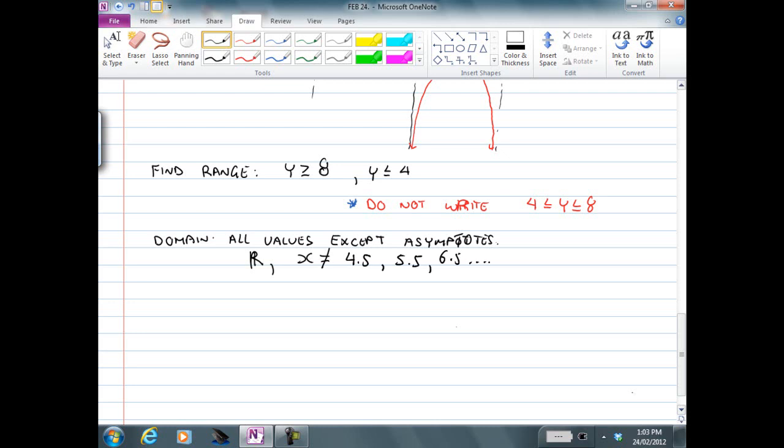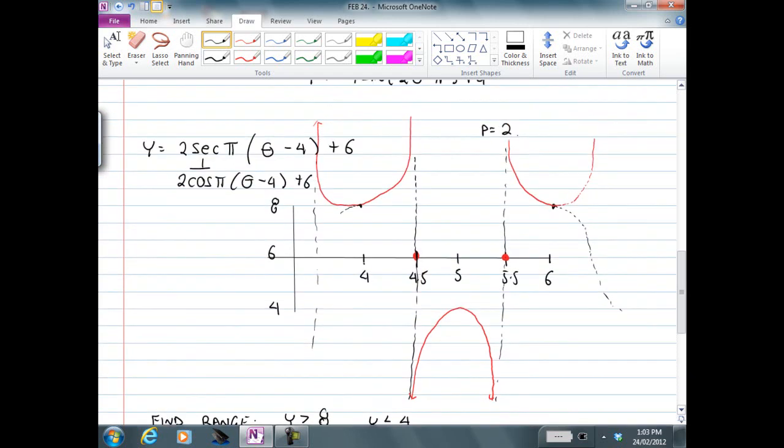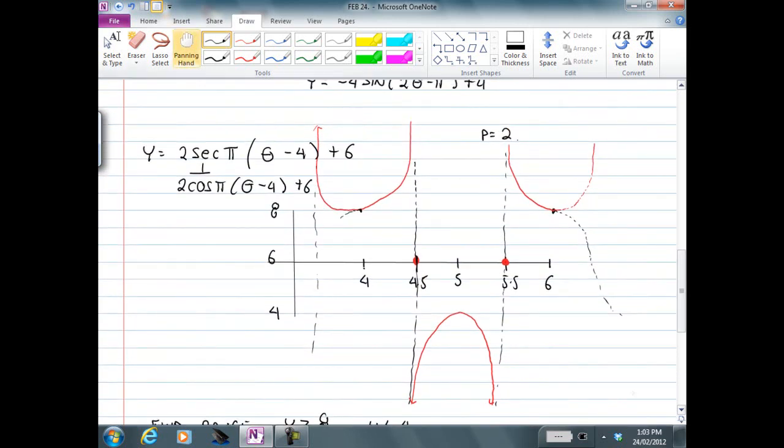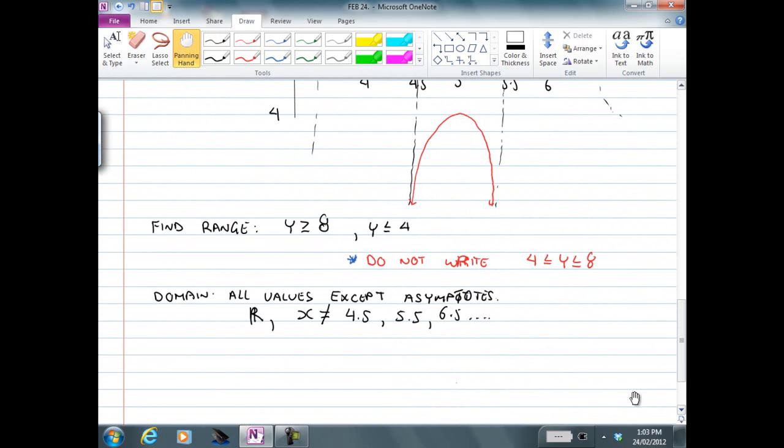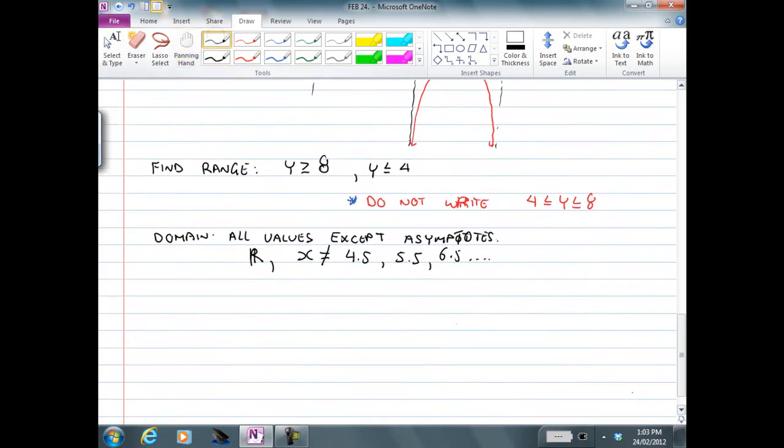And I'll give you a hint. It has something to do with your period. This is called the asymptote formula. They're going to ask you, what is your asymptote going to be? To do the asymptote, here's your formula.